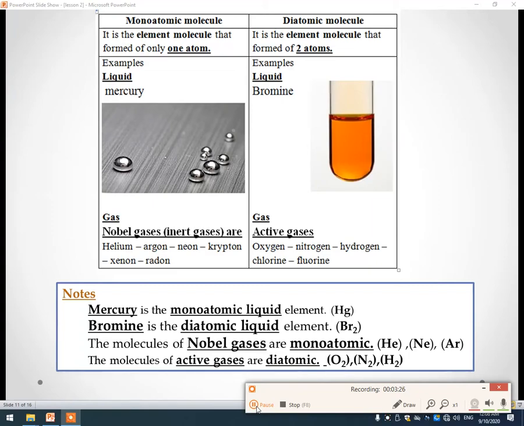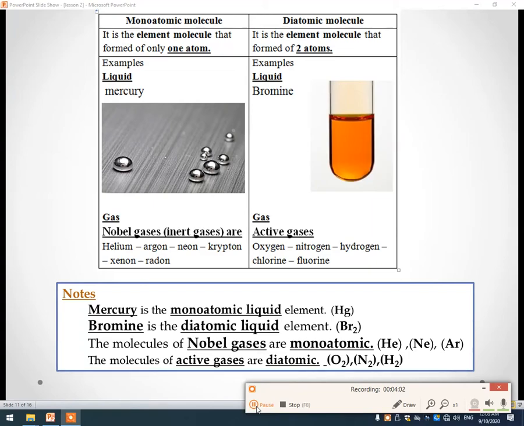Okay, we have some examples of the monoatomic molecule. We have an example in the liquid state, which is mercury. Mercury is a monoatomic liquid molecule. And we have some examples of gas. You have to know that all noble gases, or the inert gases, are monoatomic molecules. Why? Because they consist of only one atom. Examples of the noble gases: helium, argon, neon, krypton, xenon, radon.